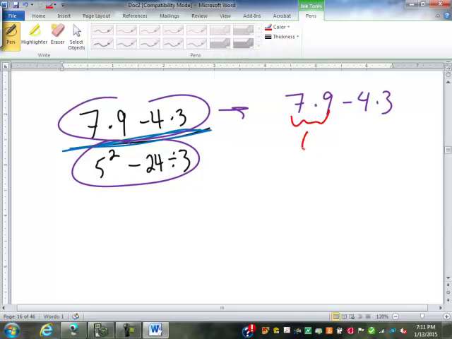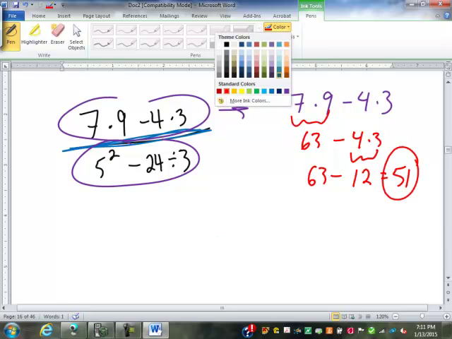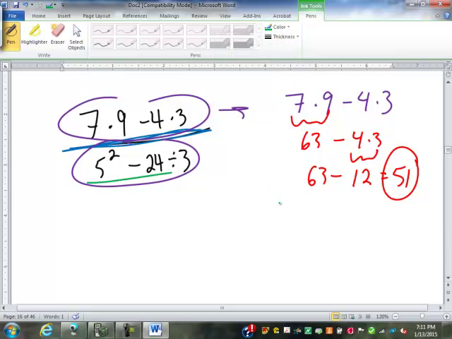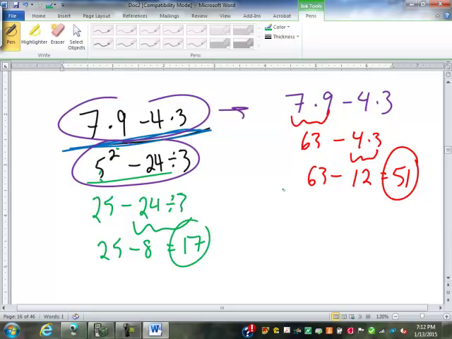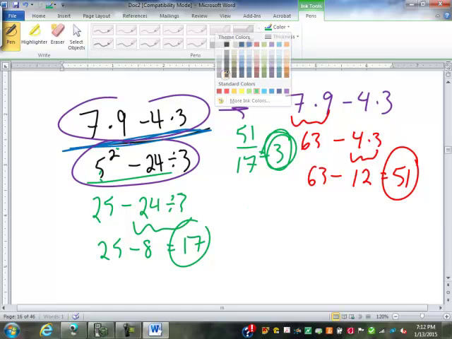Start out with the 7 times 9 is 63. 4 times 3 is 12. 63 minus 12 is 51. Then we have to do everything on the bottom. What do we do first? 5 squared is 25. And then 24 divided by 3 is 8. 25 minus 8 is 17. So the top is 51, the bottom is 17. Now we divide to get 3. What do you think?